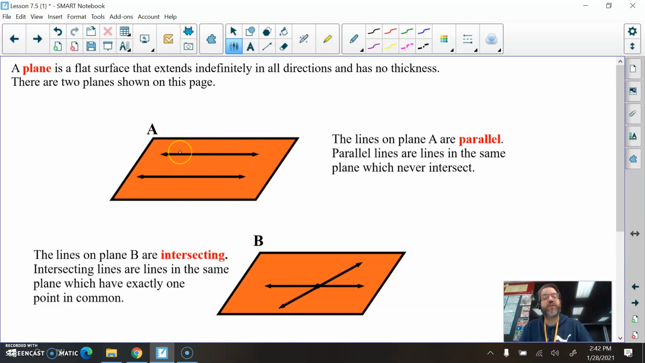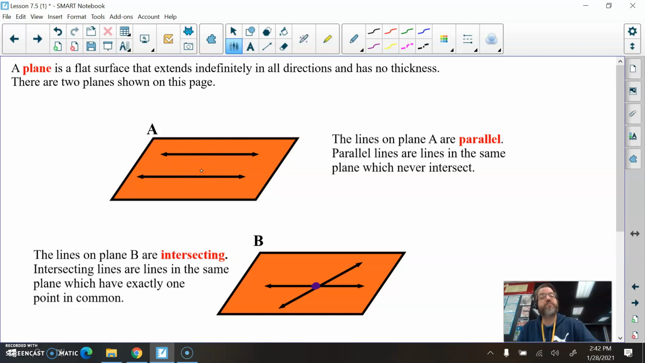Okay, those are parallel lines. On plane B, I have a pair of lines that intersect. They are intersecting lines, meaning they cross at one point. And these two lines cross right here. They're on the same plane, and they're intersecting right there at that point. Parallel lines never intersect. Okay?